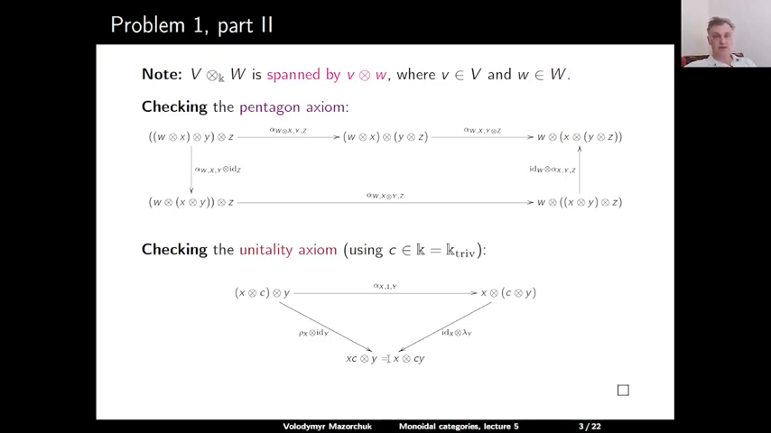And this completes the checking of all axioms for the category of all G modules. In other words, the category of all G modules is indeed a monoidal category.